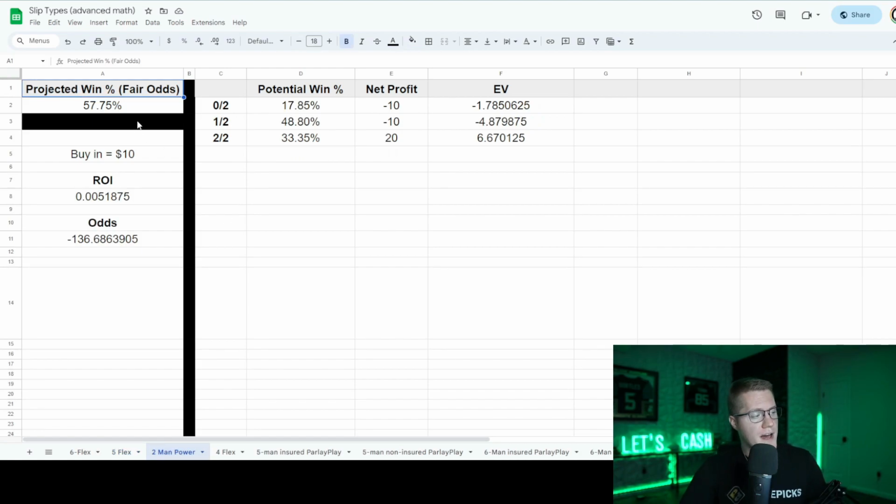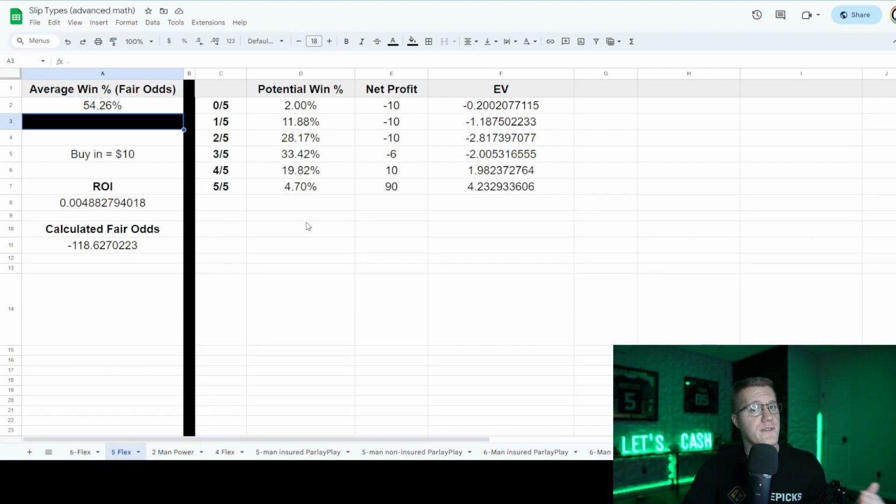So for a 2-man power, the break-even percentage is 57.75%, meaning that you have to hit over 57.75% of the time on each individual leg to break even, as opposed to a 5 flex where it's only 54.26%. So it allows more room for error, for user error, of course, right?